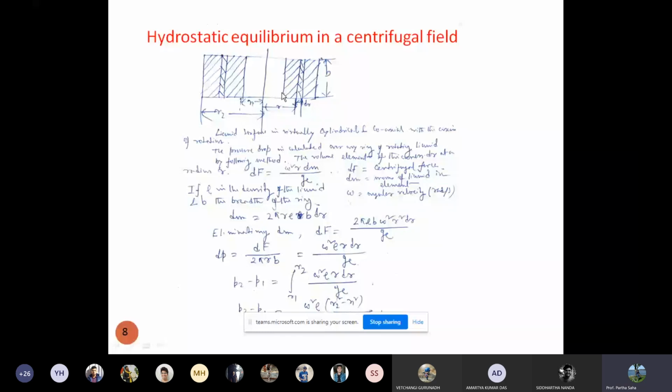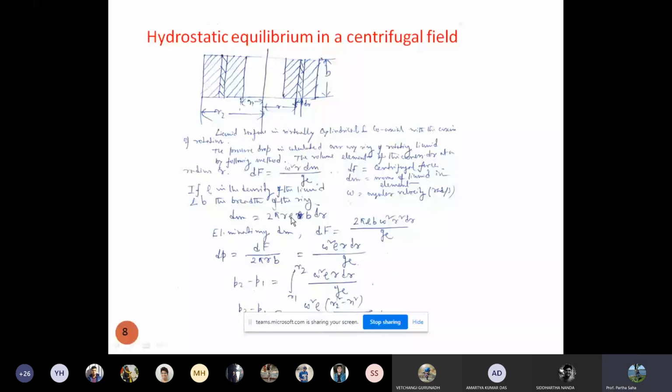So what happens? The dm, the mass of that liquid, will be 2 pi r rho B dr. So if you substitute this dm value here, df will be 2 pi rho B omega square r square dr by gc. Yes, just substituting 2 pi r rho B dr. If you substitute here, this expression becomes like this.